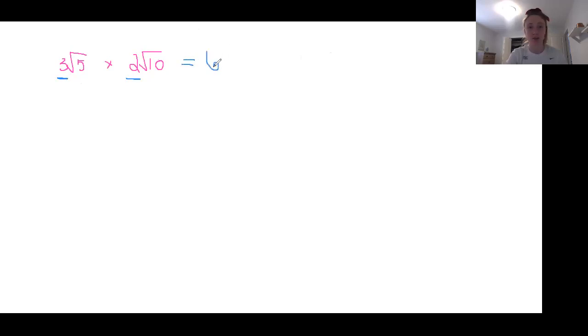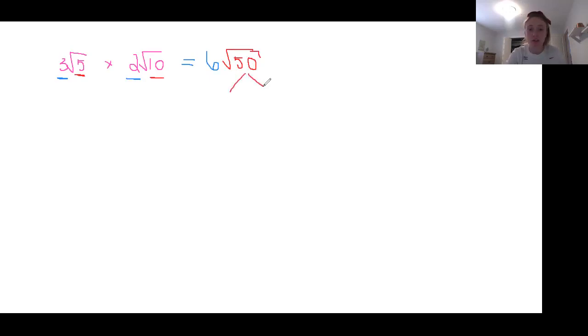So 3 times 2, I get 6. And then we do the inside the square root numbers. So I have 5 and 10. 5 times 10 gives me 50. So from here, you just have to simplify this, just like we worked on yesterday.